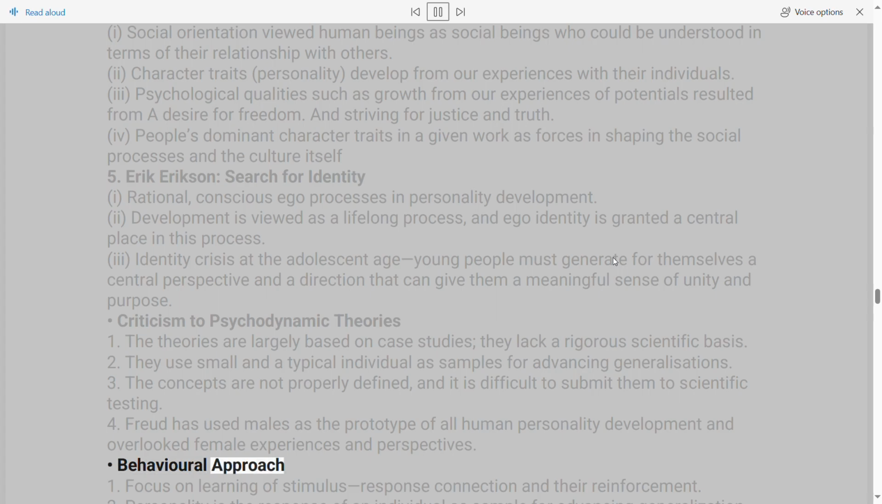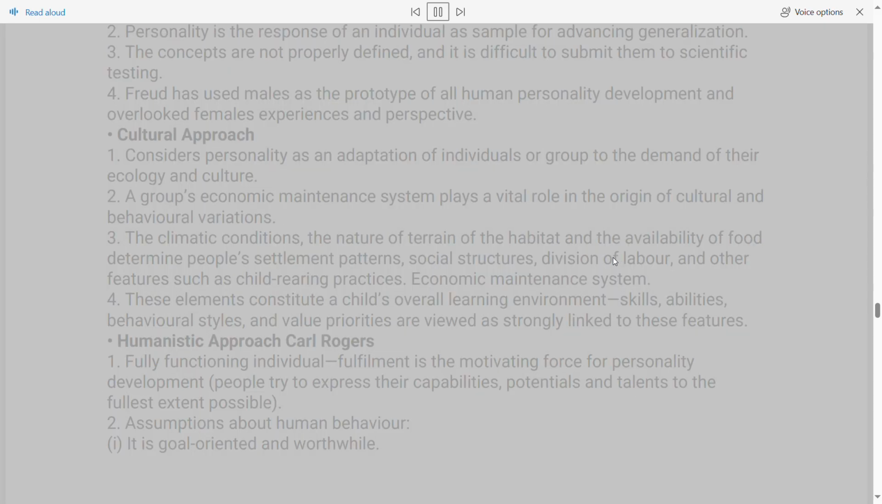Behavioral approach. 1. Focus on learning of stimulus-response connections and their reinforcement. 2. Personality is the response of an individual as sample for advancing generalization. 3. The concepts are not properly defined, and it is difficult to submit them to scientific testing. 4. Freud used males as the prototype of all human personality development and overlooked females' experiences and perspectives.